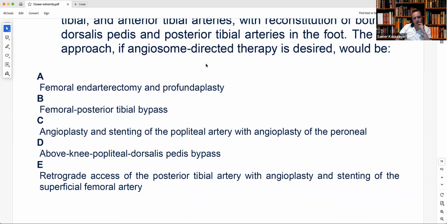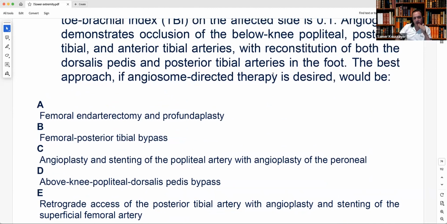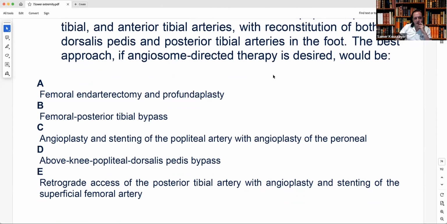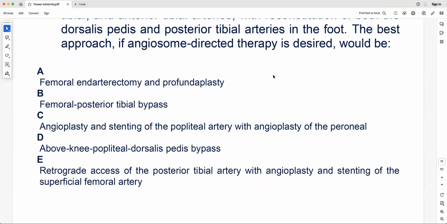Could be, but why femoral? I mean, you can go from popliteal because he said nothing above the knee. So leave it to the end. Let's see next. Okay, angioplasty and stenting of the popliteal artery with angioplasty of the peroneal.